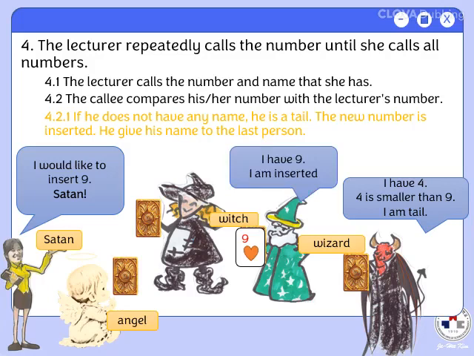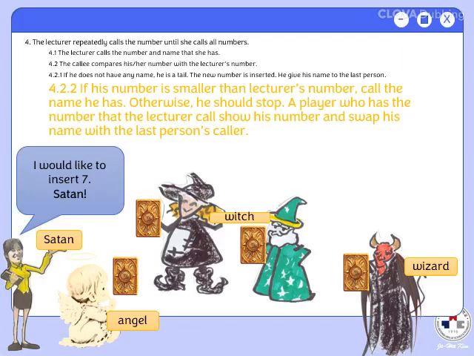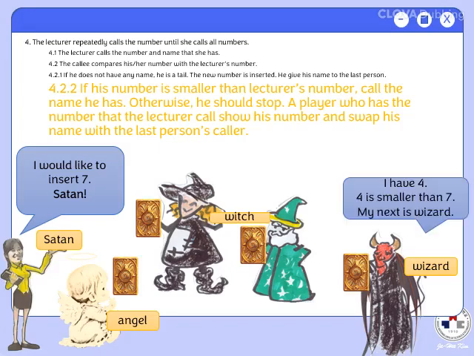In general, if the number you have is less than the number called, whoever is next to you is called by your name. For example, let's say the lecturer wants to insert 7. I would like to insert 7. Satan. Satan has 4, and his 4 is less than 7, so he calls the next name. I have 4. 4 is smaller than 7. My next is Wizard.